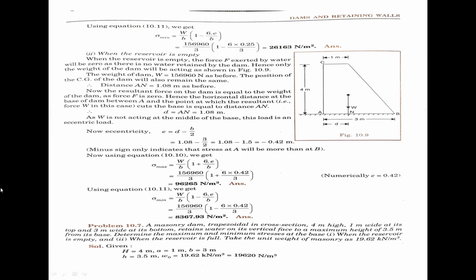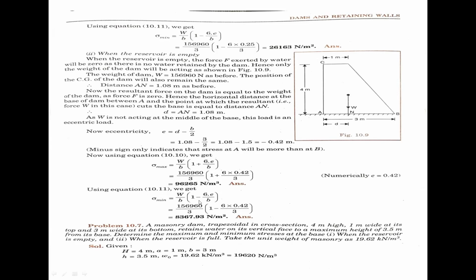Now sigma maximum equals W by B times 1 plus 6e by B. You know the value of W, the weight of masonry, 156,960, divided by 3, times 1 plus 6 into 0.42 by 3. Numerically, small e equals 0.42. Now 96,265 newton per meter square. This is the maximum stress when the reservoir is empty.